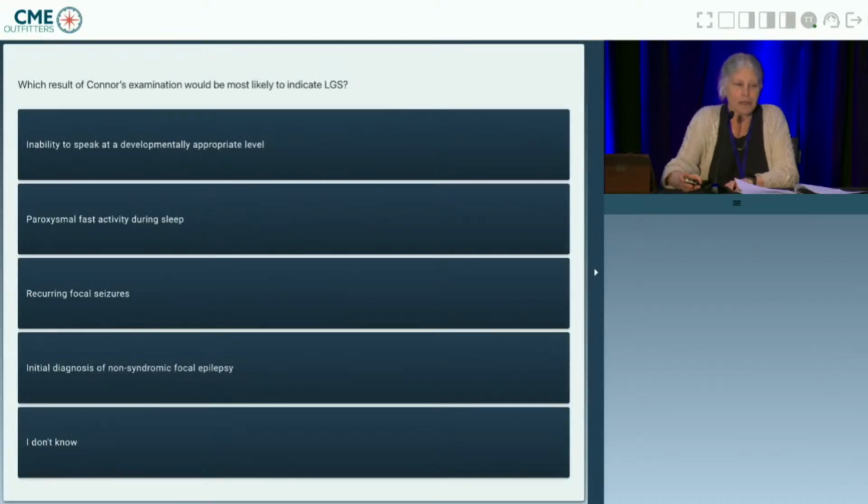So the question is, which result of Connor's examination would be most likely to indicate Lennox-Gastaut? Is that his inability to speak at a developmentally appropriate level, the presence of paroxysmal fast activity during sleep on his EEG, recurrent focal seizures, initial diagnosis of non-syndromic focal epilepsy, or I don't know? So if we can get you to go ahead and vote.